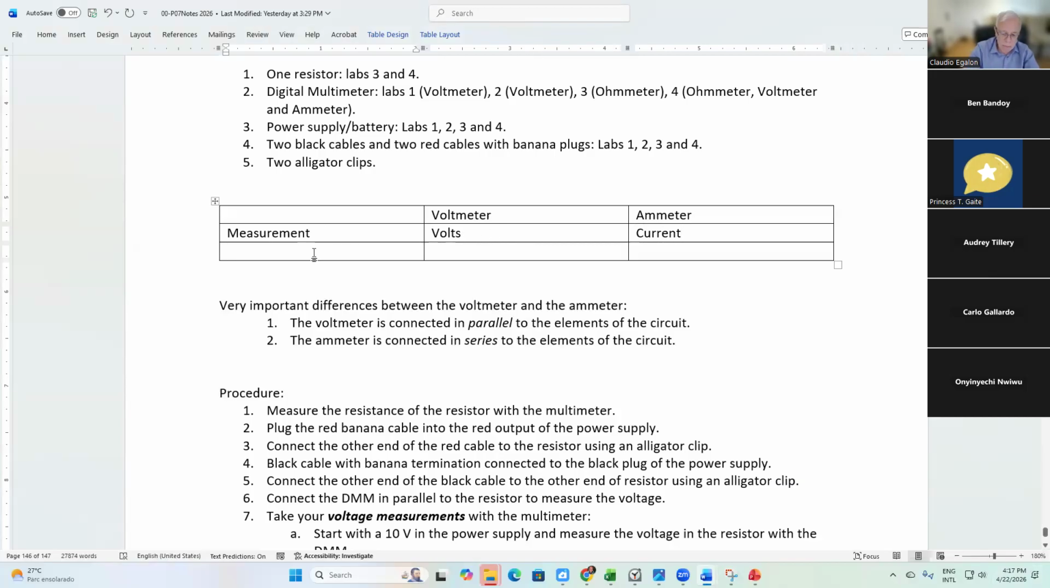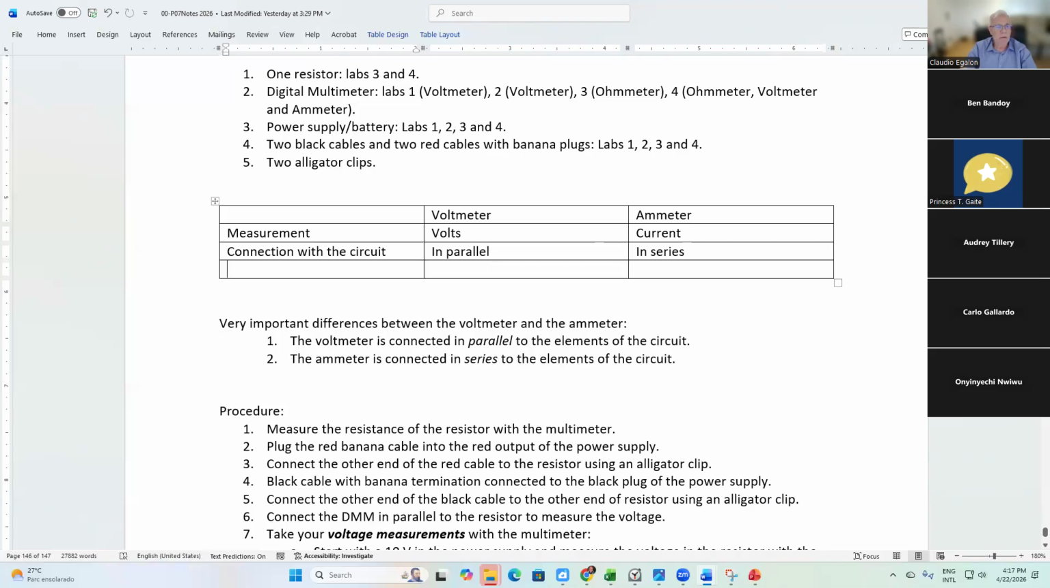Okay, connection. Voltmeter: parallel connection with the circuit. Ammeter: in series. And what else? There is one more thing here. By the way, very important, another difference is internal resistance. Very large for the voltmeter, very small for the ammeter. Okay?